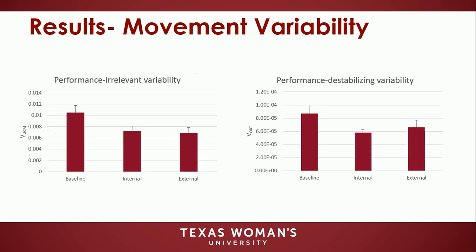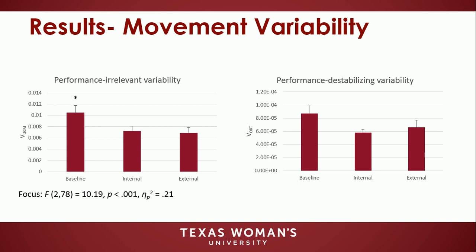Our main interest was in the movement variability in terms of the UCM variables, and what we found was a significant effect of focus in the performance irrelevant variability, or the VUCM, but not in the direction that we expected. We expected an external focus to have the highest performance irrelevant variability.